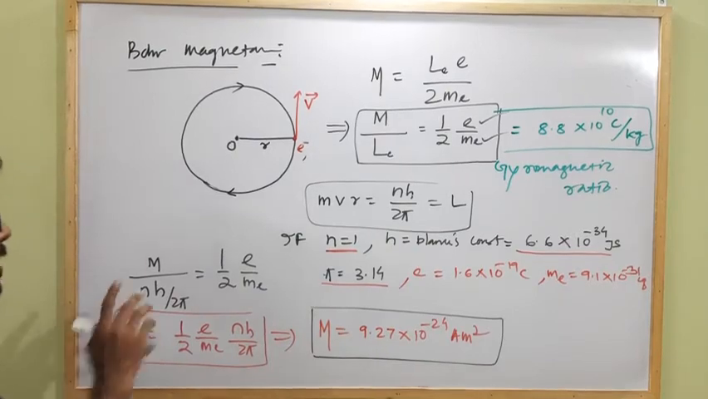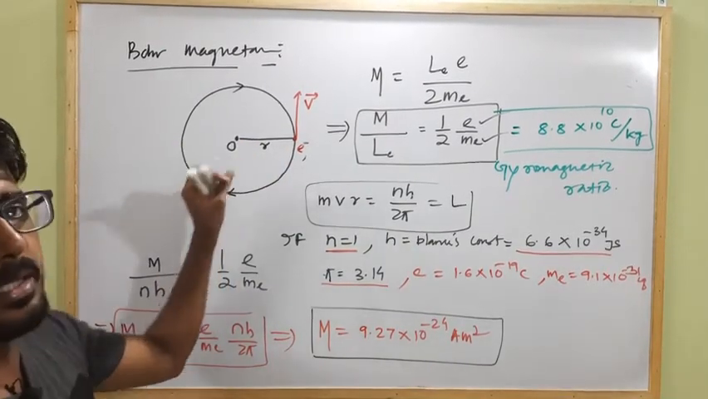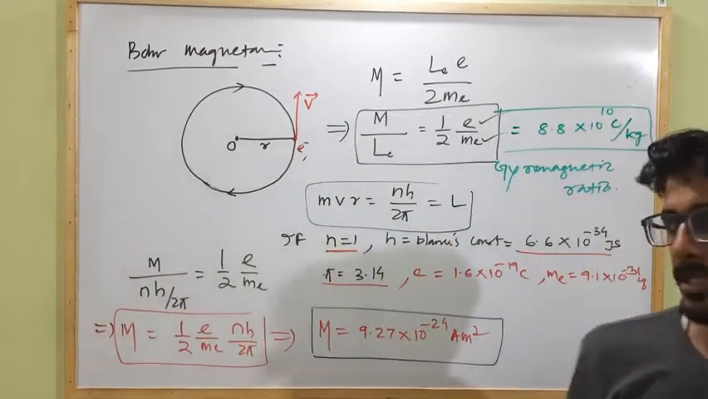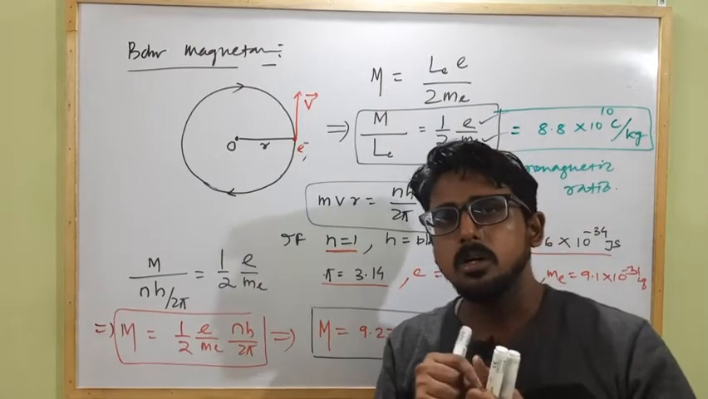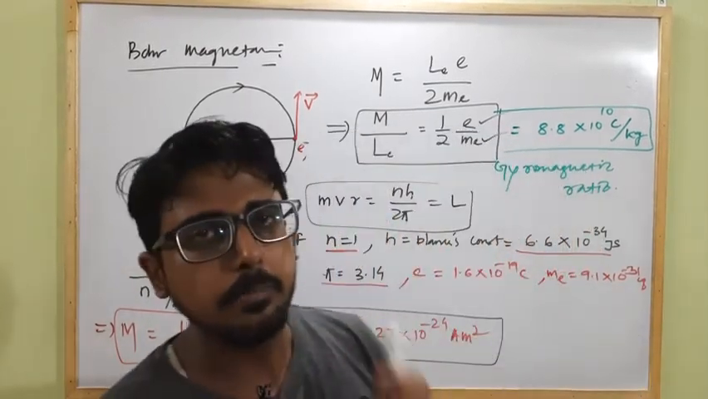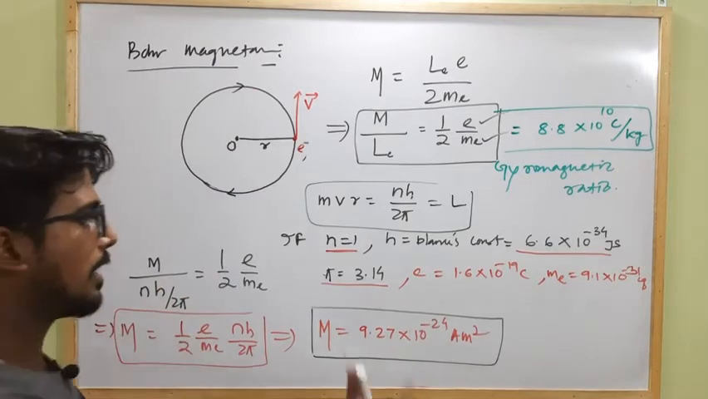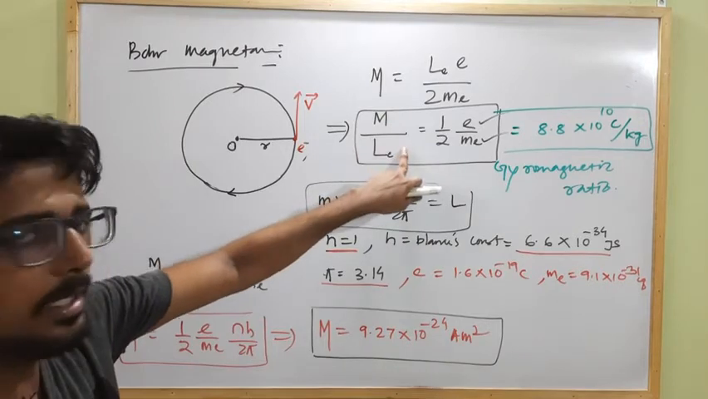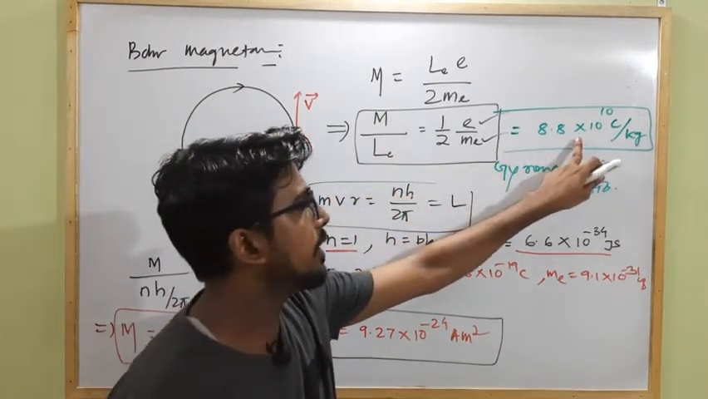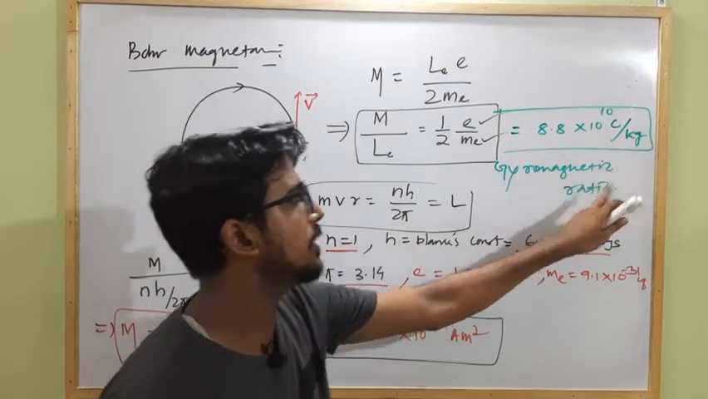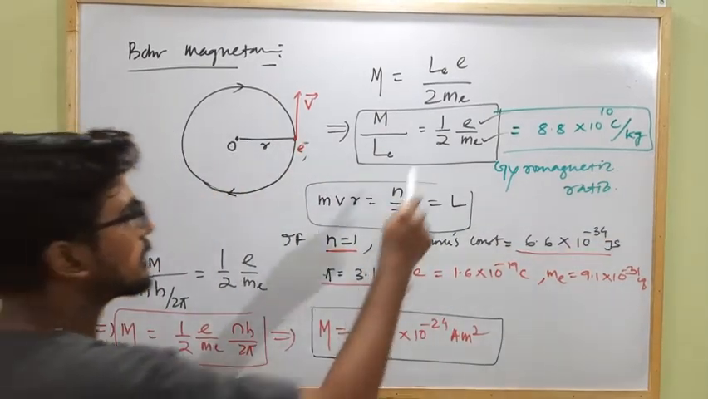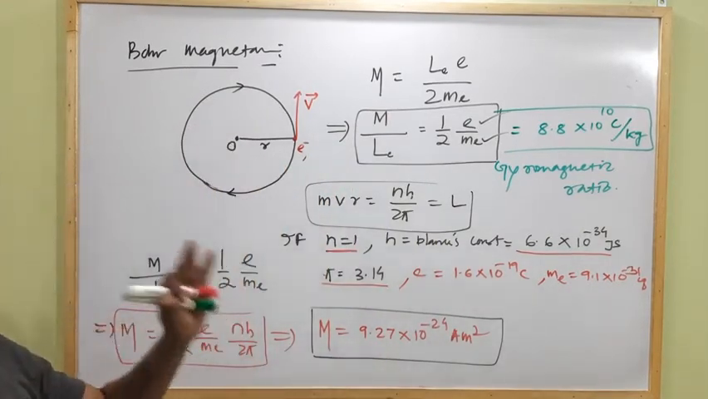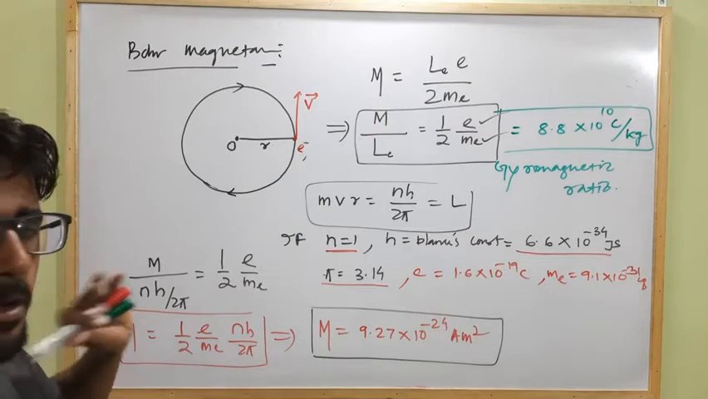The magnetic dipole moment of a free electron revolving in a circular orbit is known as the Bohr magneton, and it shows that a single electron moving in a circular orbital path behaves as a magnetic dipole having this much dipole moment. This is constant, and this ratio for a free electron is known as what? 8.8 × 10^10 coulomb per kg is known as the gyromagnetic ratio. This relation is constant for a free electron, but it can be applicable for any general substance having charge and mass.